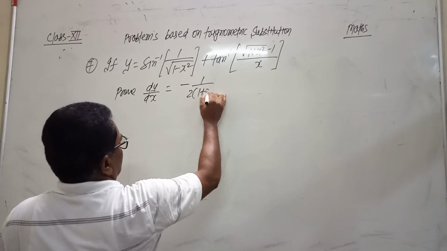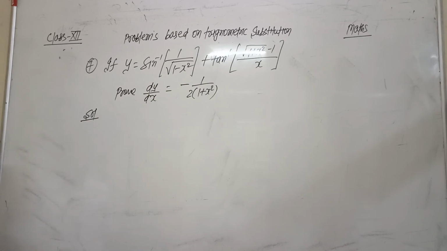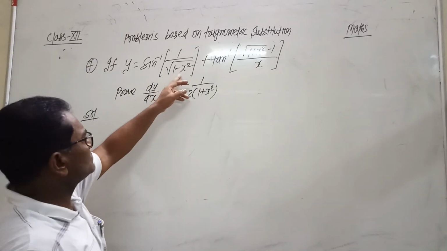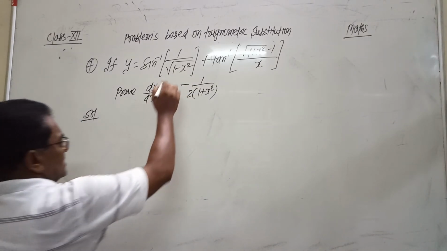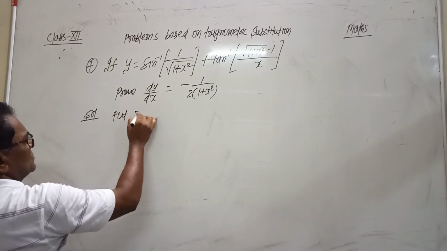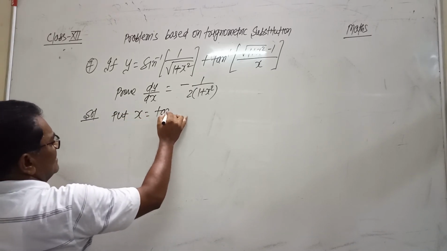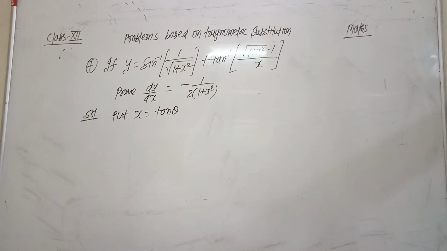So this is of the form 1 plus x square. So we will put either x equals tan theta or cot theta. So let us put x equals tan theta.